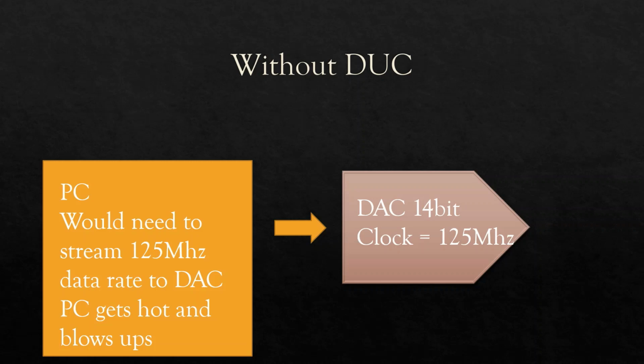Now, without a digital upconverter, our PC would have to stream at a 125 megahertz rate to satisfy that DAC, because again, the DAC is running at a 125 megahertz clock. That is the clock, that is where it's set, and every time you turn that on, it runs at that clock rate day and night. And it doesn't care what kind of data you send it, you just better be giving it data, and every time that clock pin goes high, it's going to be reading what's on that 14-bit data line.